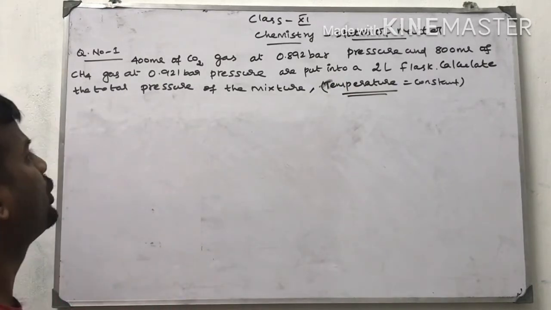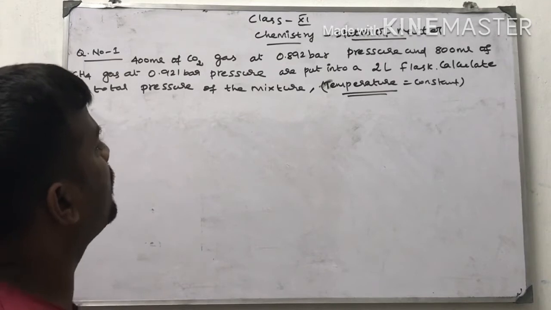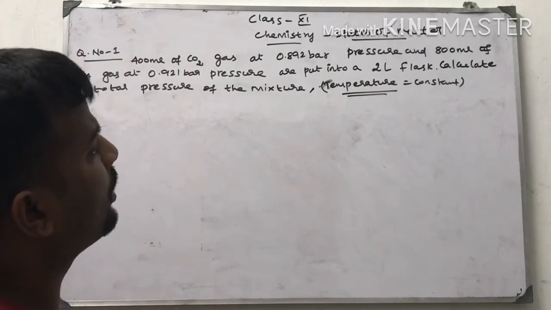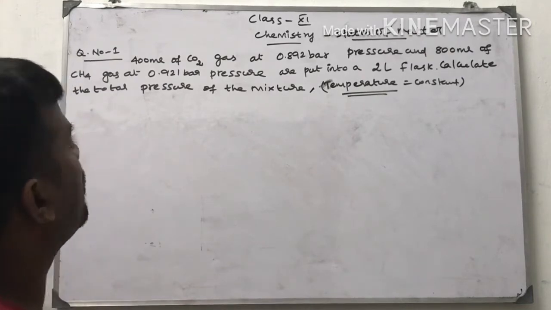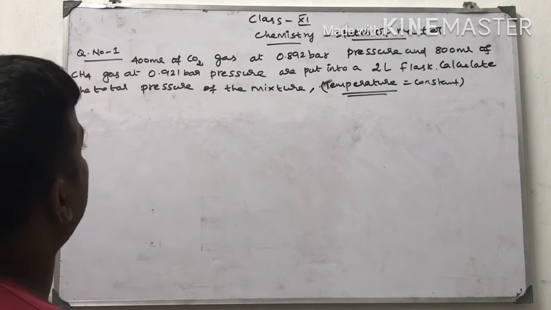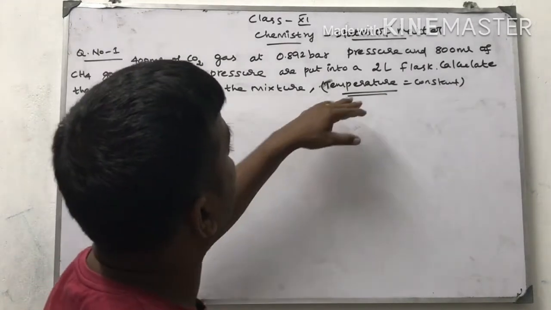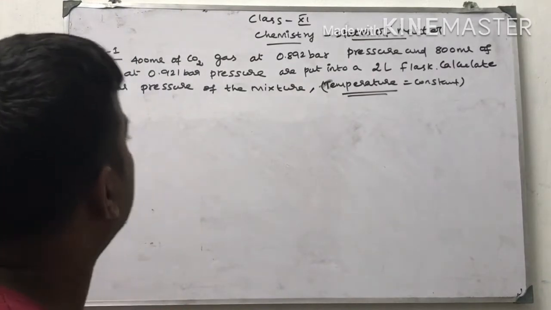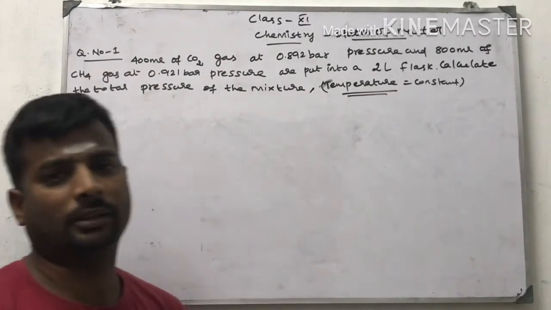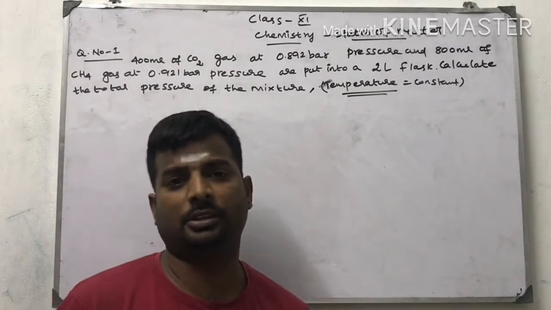The first question is: 400 ml of carbon dioxide gas at 0.892 bar barometric pressure and 800 ml of methane gas at 0.921 bar barometric pressure are put in a 2 liter flask. Calculate the total pressure of the mixture. Temperature should be constant. For this reaction, temperature is constant.